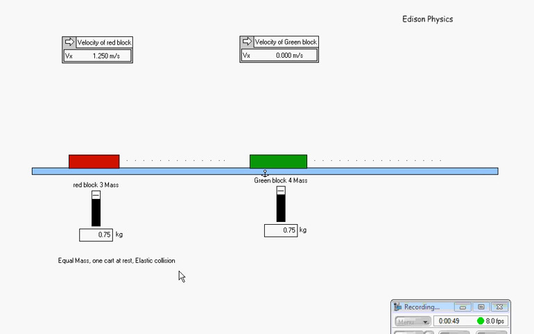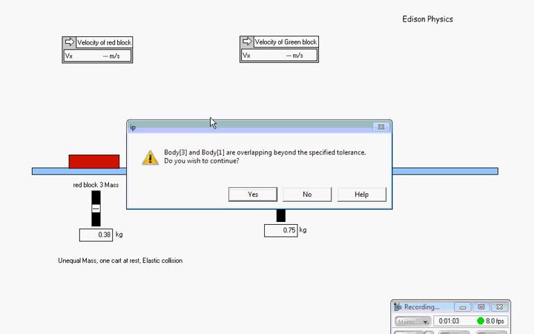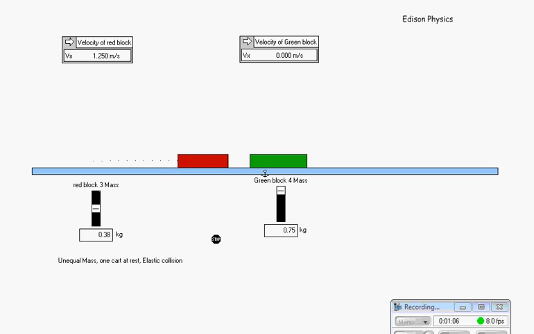Now let's look at a different collision. This time the red block has about half the mass of the green block. They're still going to collide. The green block is still at rest initially, and it is still going to be an elastic collision. There they go.